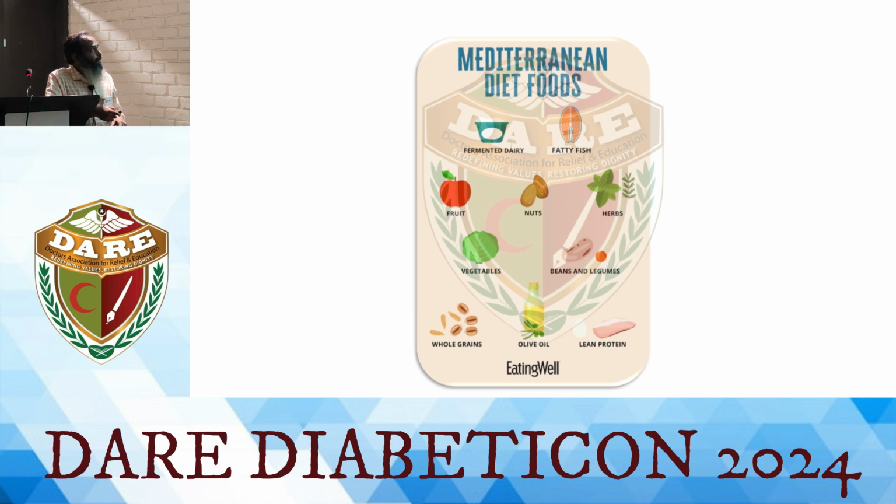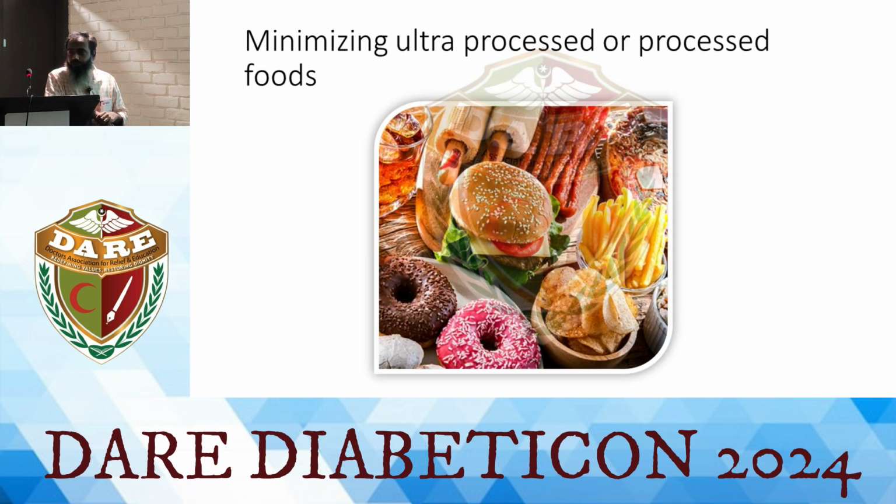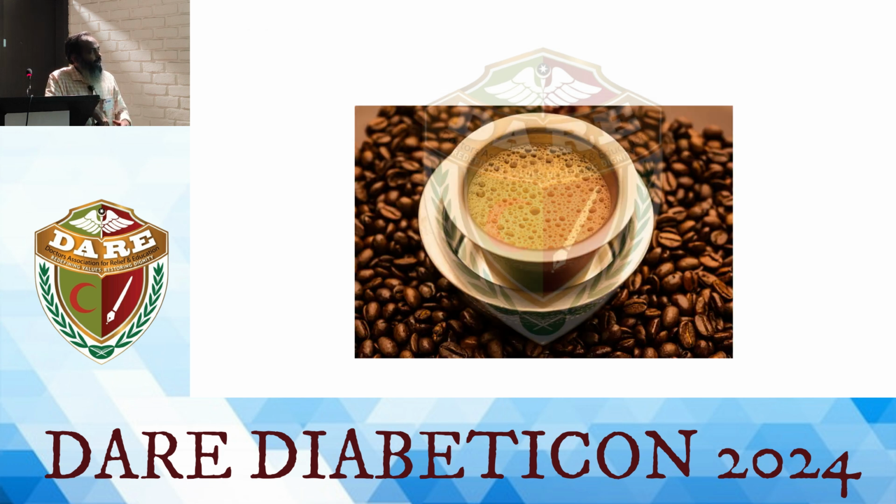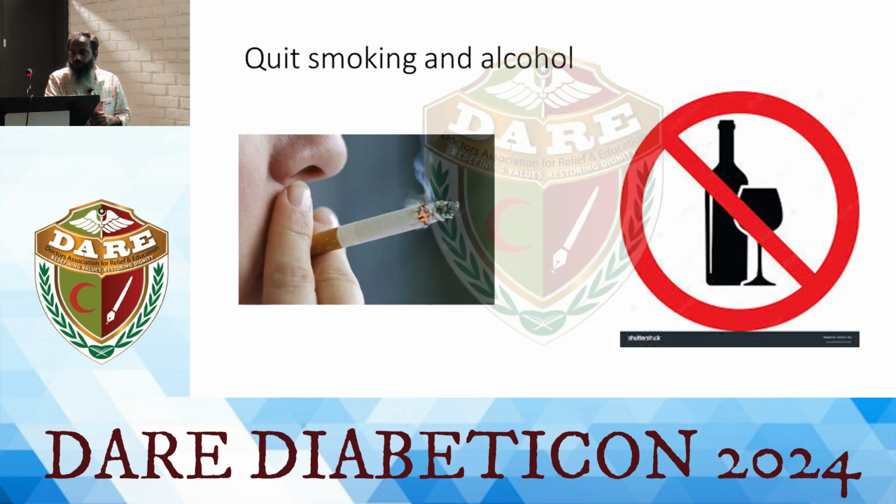And minimize ultra-processed foods, the so-called fast foods, which most of us know: French fries, burgers, pizzas, donuts, etc. It is also shown in a few studies that coffee is good for the liver. So one or two cups of coffee for these patients is good, but this coffee should preferably be without much sugar. Stopping smoking and stopping alcohol, if the patient is consuming, will also help him in the long run.